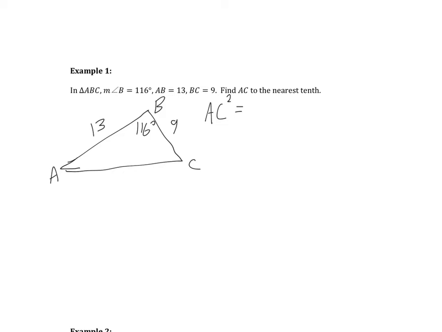Now the way that we want to think about this is that once we have this formula, this side and this side are my two included sides. So they're going to be everything that I do on this side of the equation. And this angle is going to be where the cosine's being evaluated. So I'm going to write that out. So 13 squared plus 9 squared. Now I'm going to subtract 2 times 13 times 9. And now the cosine of the angle that's between them, 116 degrees, to find AC. Find the side opposite the angle.